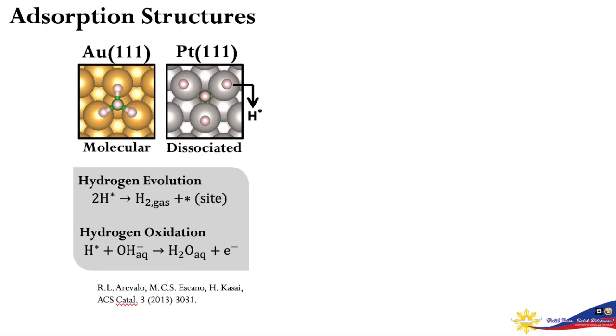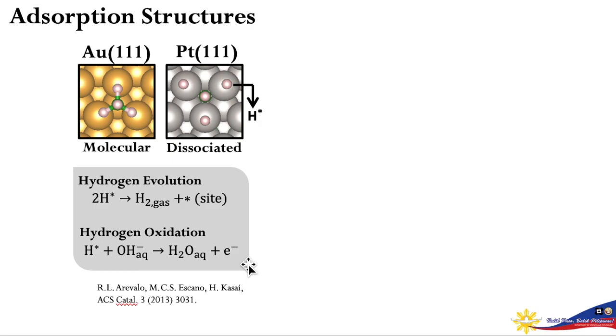Interestingly, we have found that when you optimize a borohydride ion on gold and platinum, borohydride actually adsorbs molecularly for the case of gold. However, for the case of platinum, it adsorbs dissociatively. Now, these dissociated hydrogen atoms on the surface can either undergo a hydrogen evolution reaction. This is an associative desorption towards the production of hydrogen gas, or it could react with an aqueous OH negative species, producing an aqueous water molecule and the liberation of an electron.